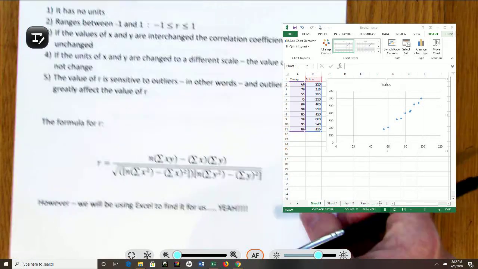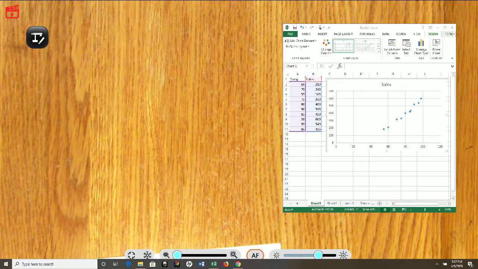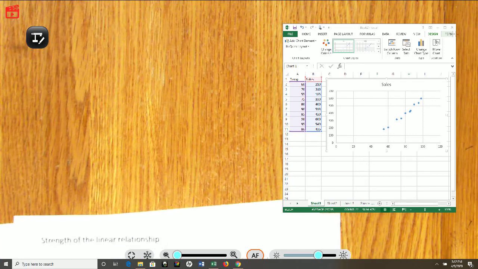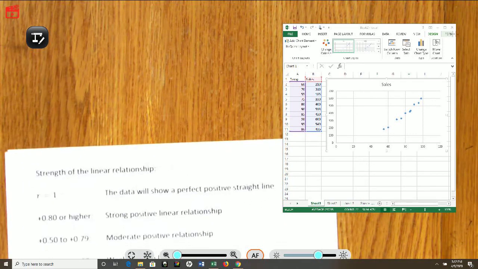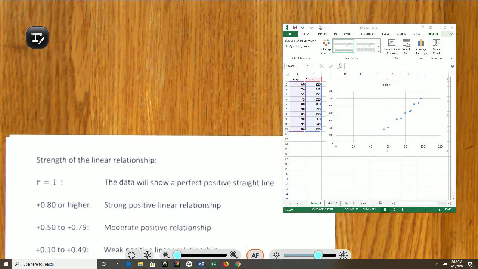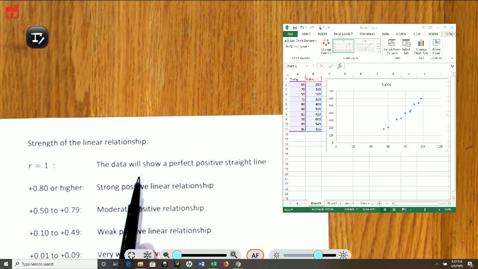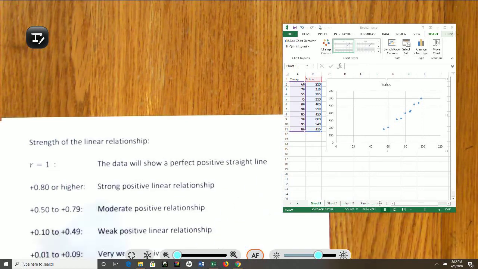So we do have a little bit of a scale to help us as to, is it strong, is it mildly strong, is it weak, is it not weak? So the strength of our linear relationship, again, is going to depend on that R value. If it turns out that R is exactly 1, this data will show a perfectly straight line. Everything will be on a straight line going up.